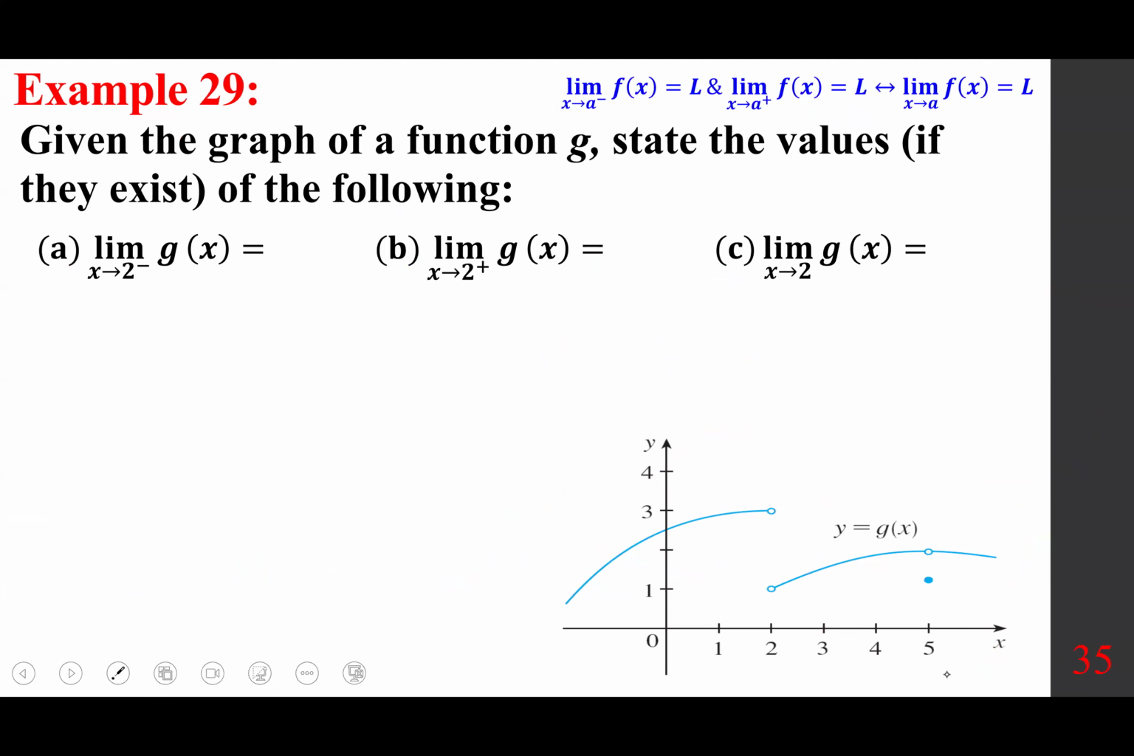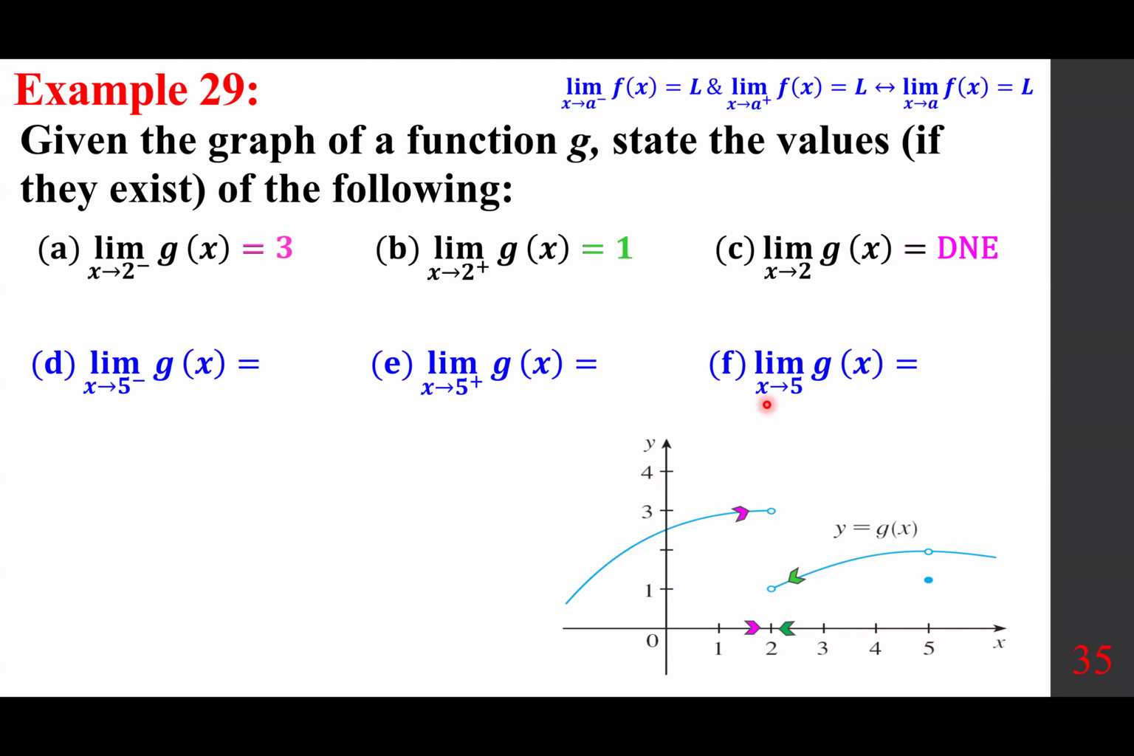Given the graph of a function g, state the values, if they exist, of the following. We are interested in the limit of g of x as x approaches 2. Therefore, we're going to look at one-sided limits. We're going to approach 2 from the left, which puts us in this branch, which gives us this y coordinate, number 3. From the right side, it puts us in this branch, which brings us to this y coordinate, 1. Are they identical? No, so the limit of g of x as x approaches 2 does not exist.